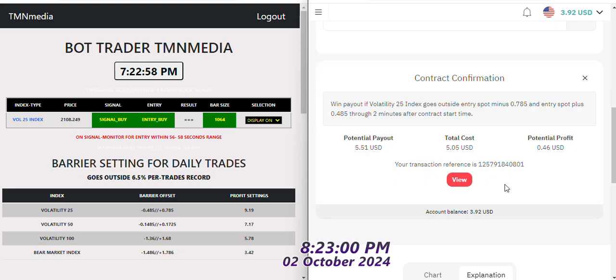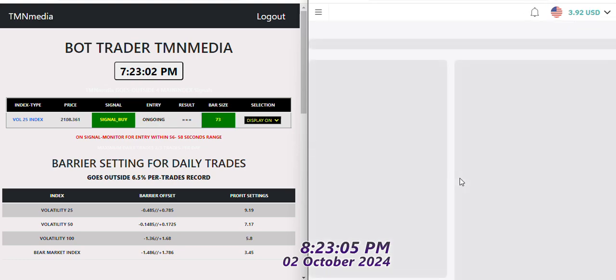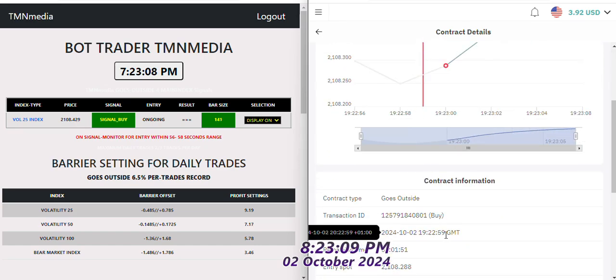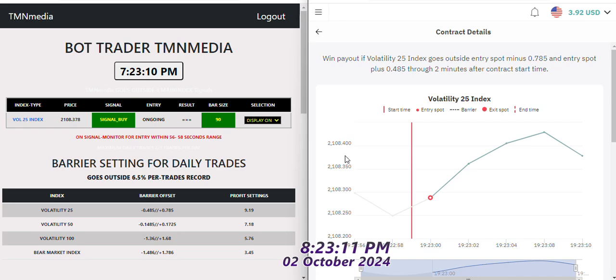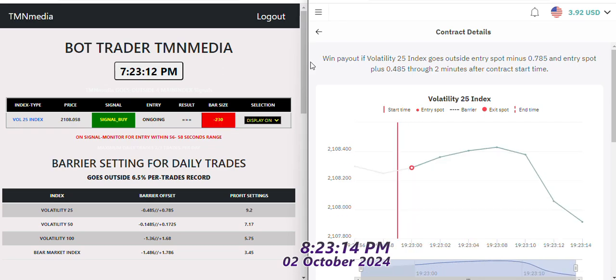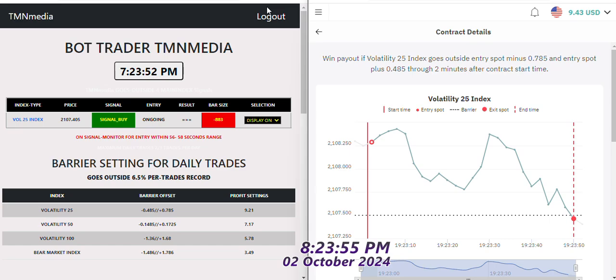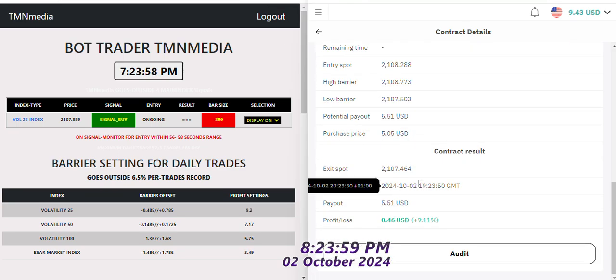Okay, I've made my entry, and you can see the entry signal. My entry was 59, which was okay. If I had waited 1 more second, I would have entered probably at 58 or something. So we'll pause and wait for the result. Okay, I've won the trade. That's 9%, 9.11%. Already won the trade.